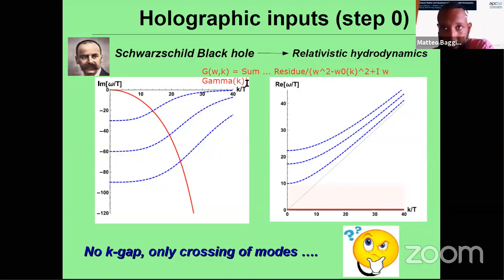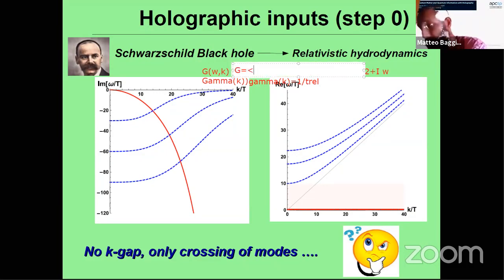And this gamma k here, if it's constant, the first part which is constant is basically 1 over the relaxation time. And this computation is a 2-point function, because G of omega k is basically the 2-point function of whatever operator you are considering.